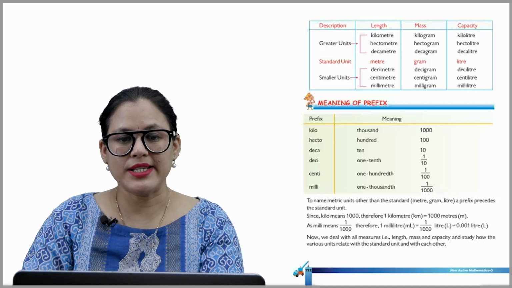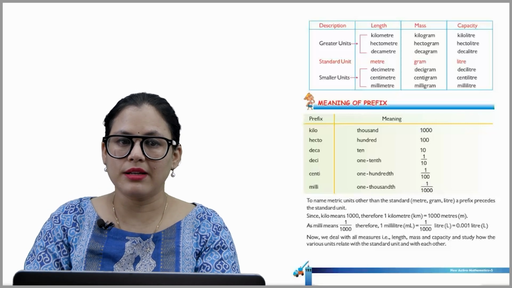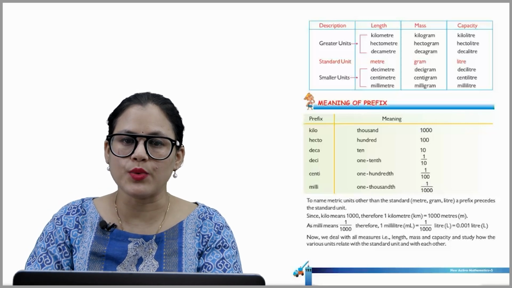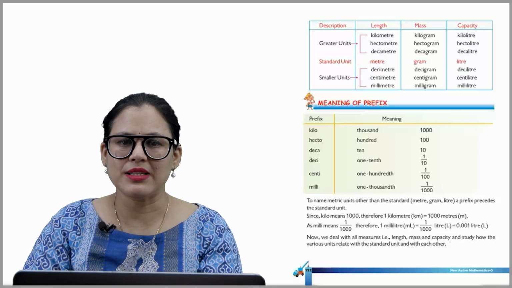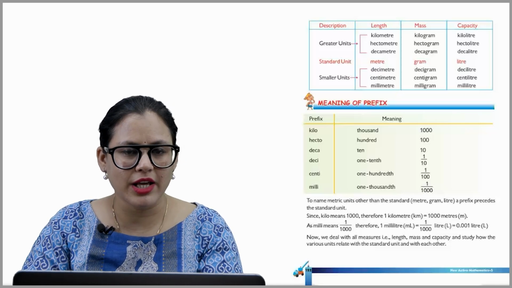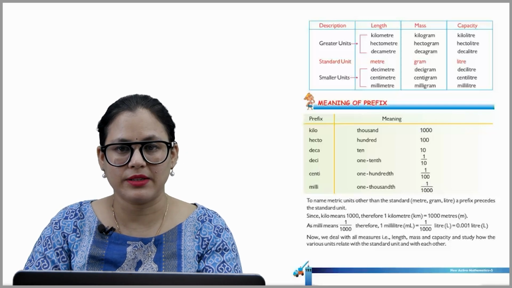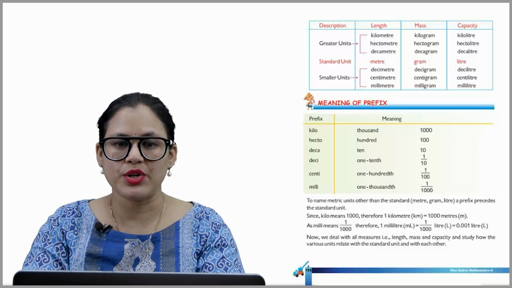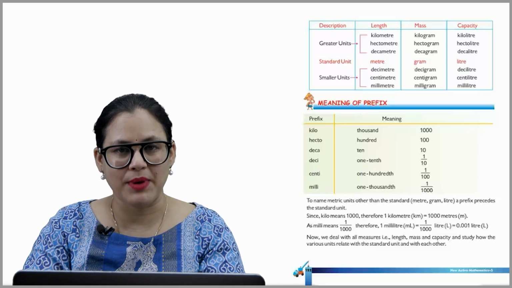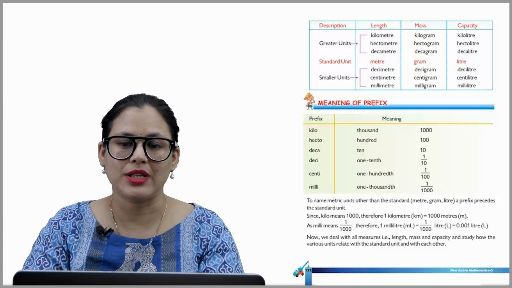To name metric units other than the standard, a prefix precedes the standard unit. Since kilo means 1000, therefore 1 kilometer is equal to 1000 meters. As milli means 1/1000, therefore 1 milliliter is equal to 1 by 1000 liter, that is 0.001 liter. Now we deal with all measures, that is length, mass and capacity, and study how the various units relate with the standard unit and with each other.